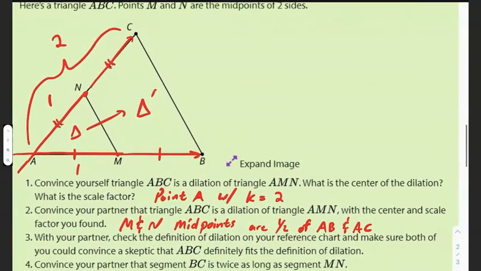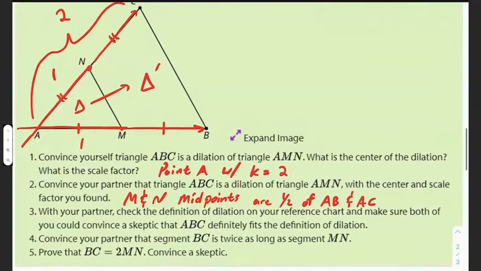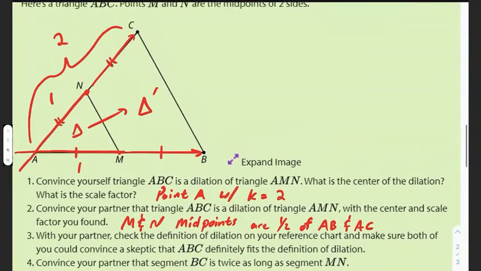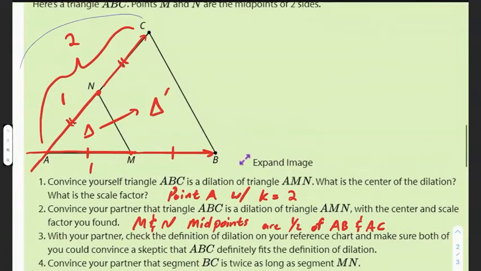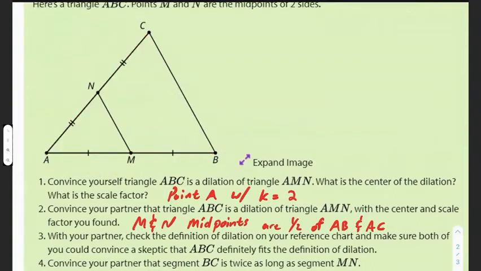Okay, so let's go ahead and go to number 4. Convince your partner the segment BC is twice as long as MN. Well, I kind of already said it, right? So let's see. BC is twice as long. Oh, okay. I see what they're saying. So let me clean this up a bit. They're saying MN here is half of BC.